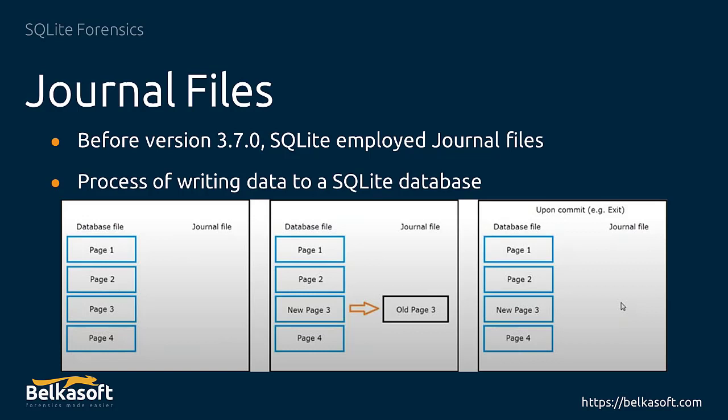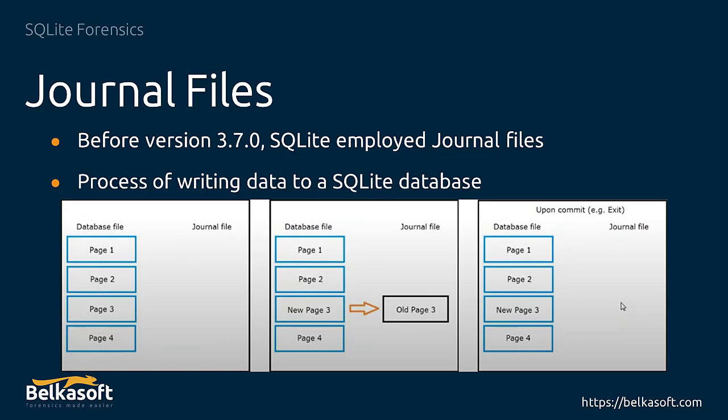So what does this mean for a forensic investigator? It means that at some point when commits have not yet happened, you may have two versions of page 3, an older and a newer version. Both of these pages may be important and, in some cases, can really make a difference to an investigation.